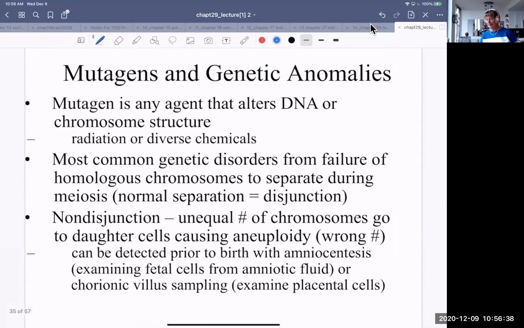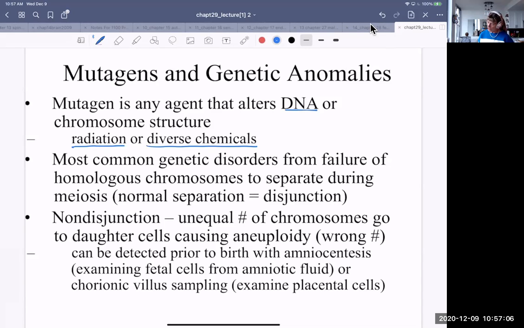A mutagen is an agent that alters DNA or chromosome structure. It can be something like radiation, usually quite severe radiation. Some chemicals like nitrites can be mutagens. A mutagen can alter DNA, and if that DNA happens to be in the gonads, in the ovaries or the testes, then that can be passed on to the offspring.